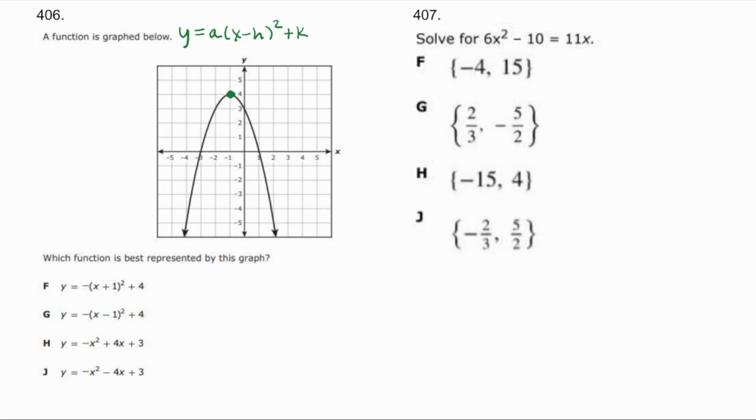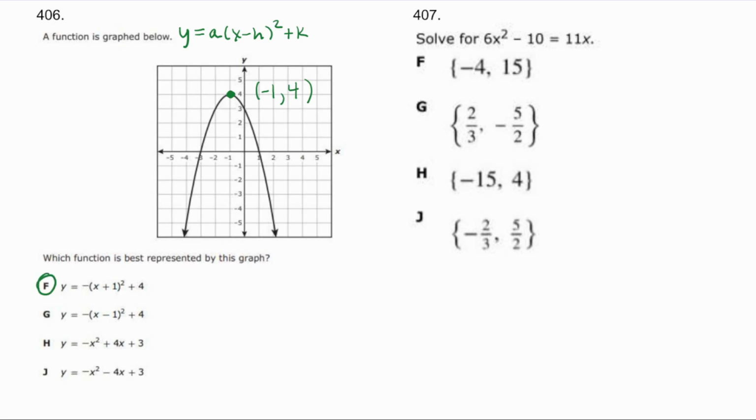Okay, based on the answer choices, I just know a is going to be -1. I don't really need to worry about that. But h is going to be -1 and k will be 4. So I need an x plus 1 plus 4. And so it really is looking like f to me.